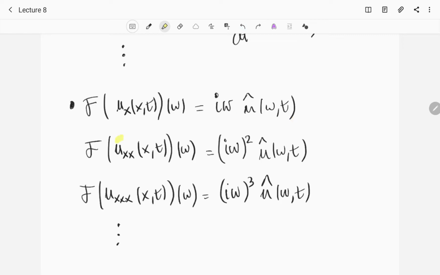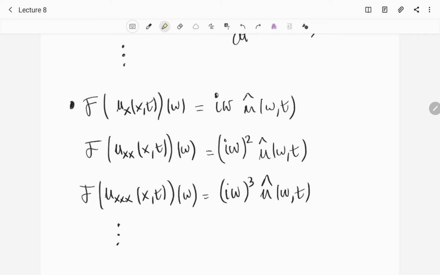Okay, if we have the second derivative of u with respect to x, and we want the Fourier transform of that function, we have this factor in front to the power 2, and the Fourier transform of u in this variable omega and t. If we have the third derivative with respect to x and we want the Fourier transform of that new function, we have this factor with the power 3 and the Fourier transform. Okay, and you can imagine how this goes.